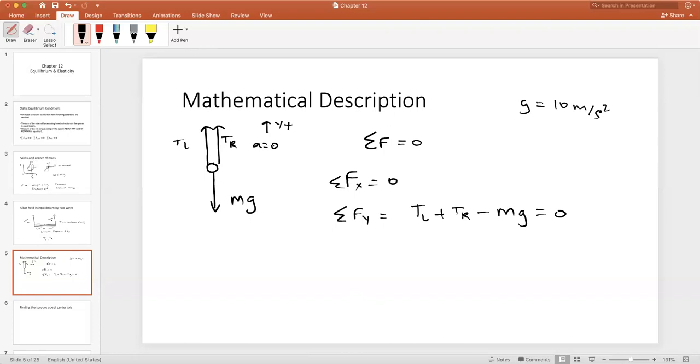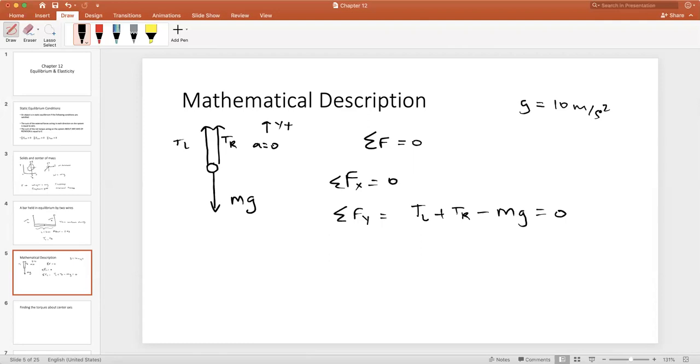On a quiz or an exam for me, if you want to use 10 meters per second squared for gravity, I'm fine with that, unless I tell you otherwise. If I specifically tell you that g is 9.81, use 9.81. Otherwise, feel free to use 10. Your answer would be a little bit off from a real answer, but it's okay.